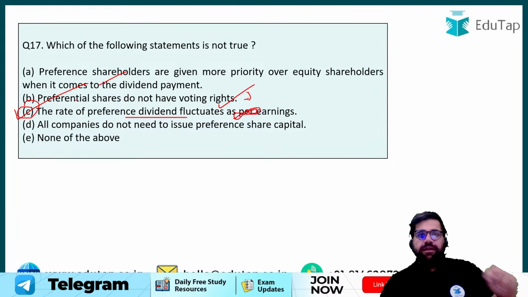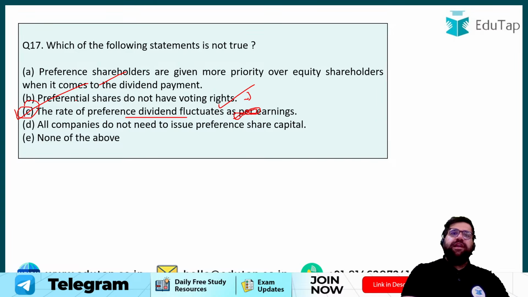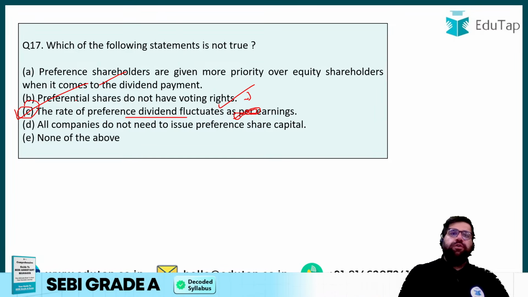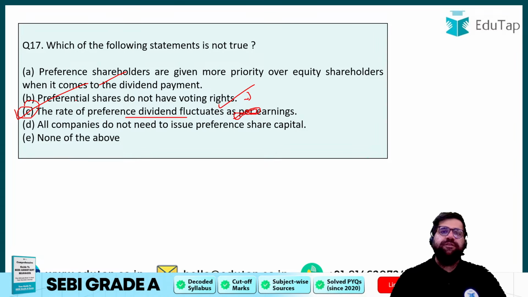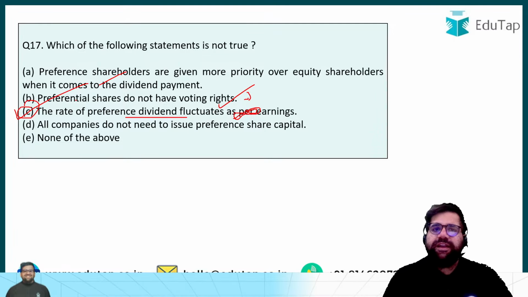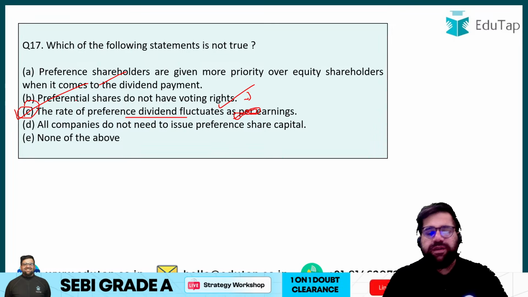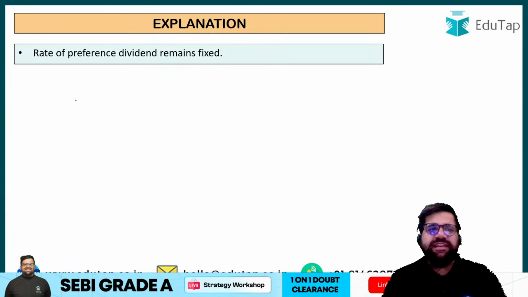Preference shareholders do not have voting rights. This statement is good to go. This statement is correct because they don't have voting rights. They are just there for passive shareholding, right? But the rate of preference dividend does not fluctuate. It remains fixed. So my answer will be C.